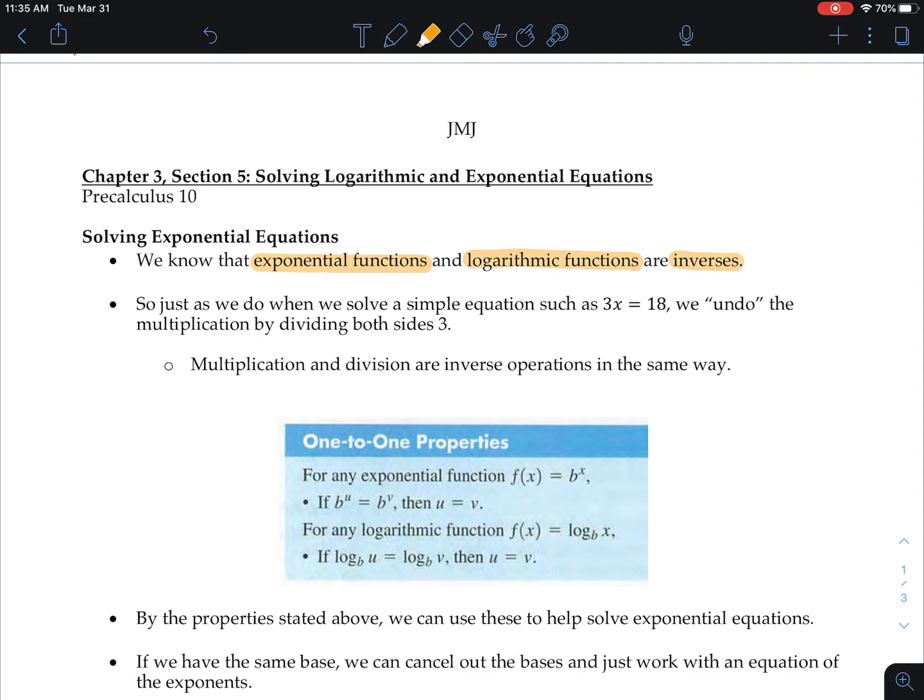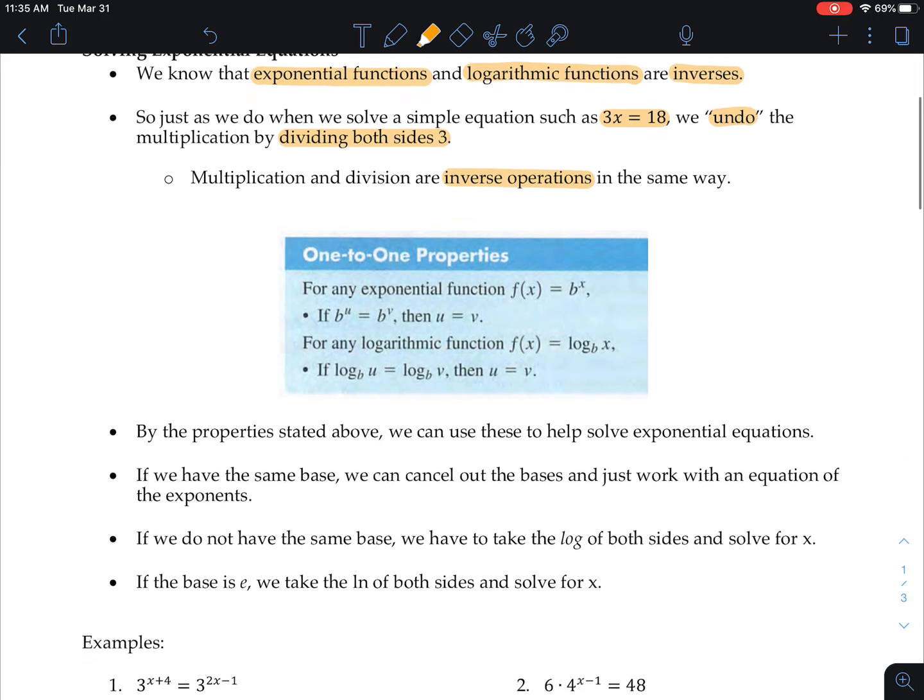It's similar to the idea of having, like, 3 times x equals 18. We want to undo that, and that's multiplication, so we undo that by dividing both sides by 3, right? That's a product, 3 times x. We undo that by dividing, right? So multiplication and division are inverse operations, kind of the same idea. And this box just kind of goes through that description.